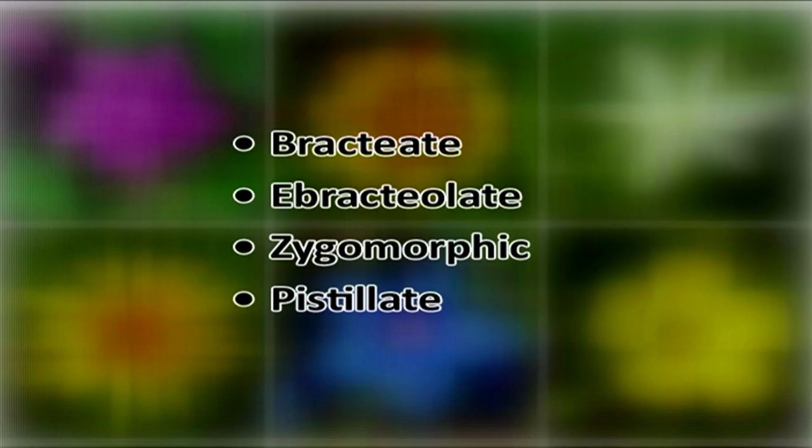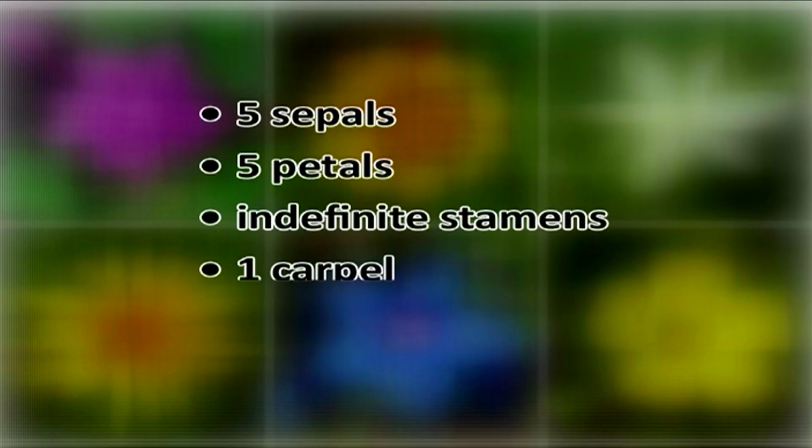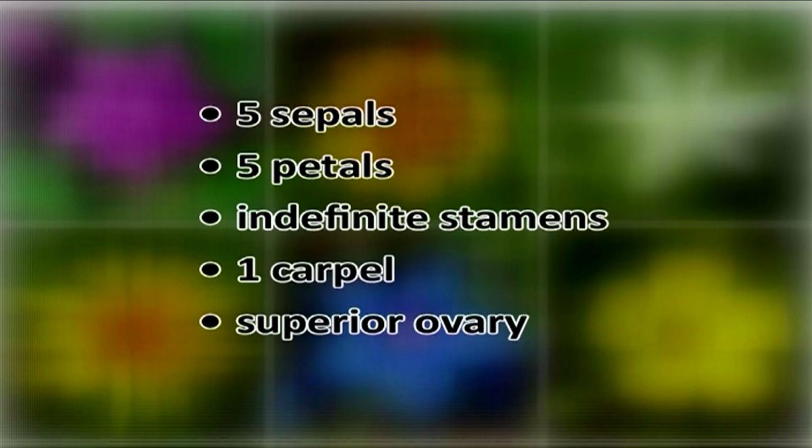A floral formula is a way to represent the structure of a flower using specific letters, numbers and symbols. Taking this as an example, Br, Ebr, % C5, K5, A infinity, G1, the above formula will be for a flower which is bracteate, abracteolate, zygomorphic, pistillate with sepals 5, petals 5, stamens indefinite, carpels 1 with superior ovary.